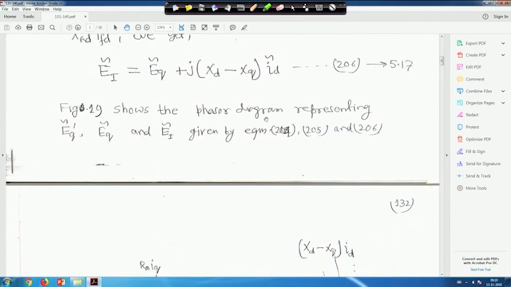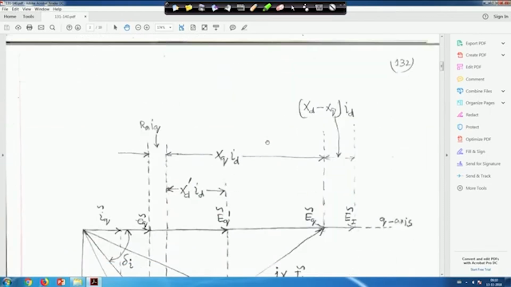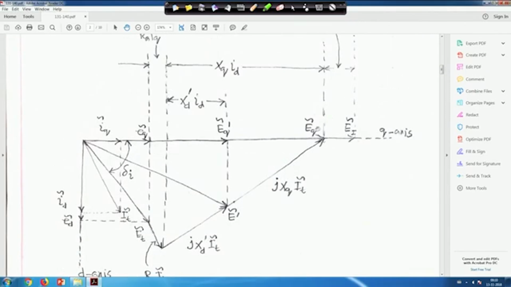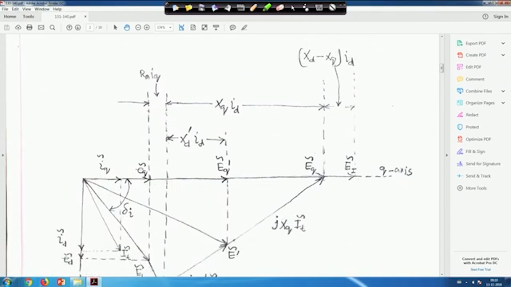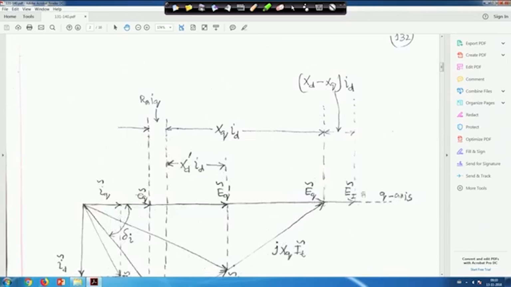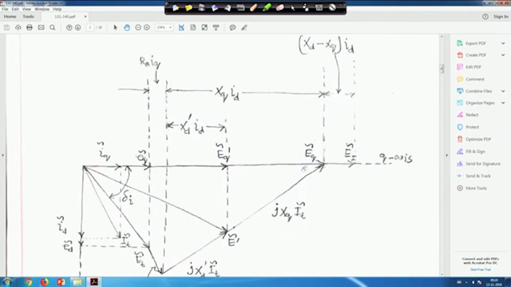So, figure 19 shows the phasor representing EQ dash tilde, then EQ tilde, then EI tilde given by equations 204, 205 and 206. Now, if you draw the phasor diagram, this is your Q axis, this is your D axis. For easy understanding, the Q axis is leading the D axis by 90 degrees. So, this is your EI tilde, equal to EQ tilde plus XD minus XQ into ID, as in equation 206. Similarly, this is your EQ tilde, and this is EQ dash tilde.